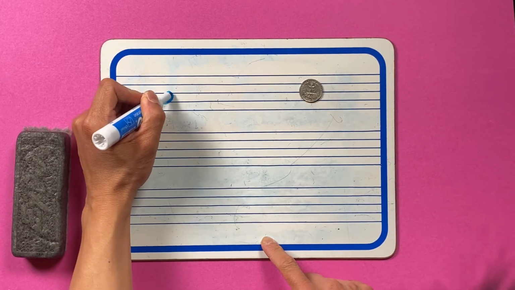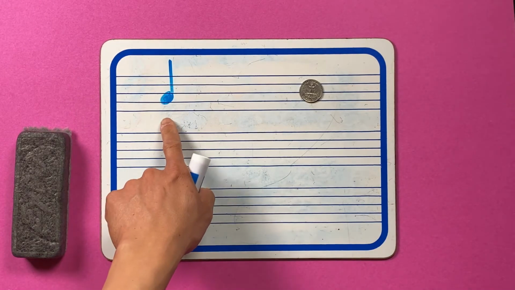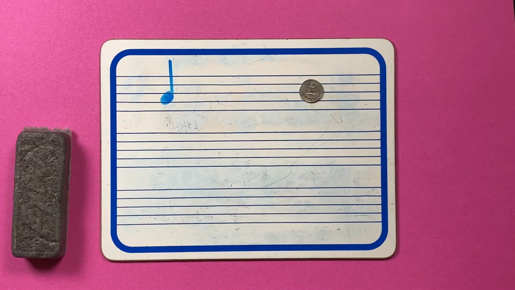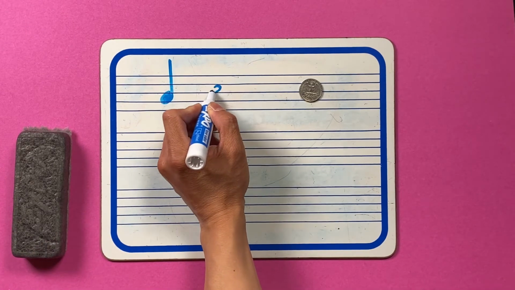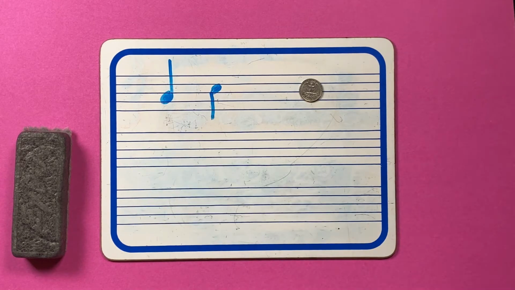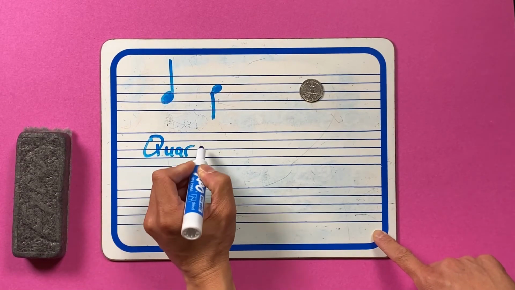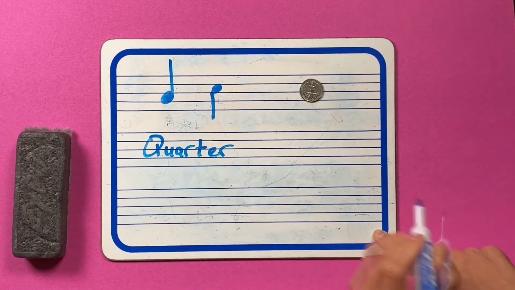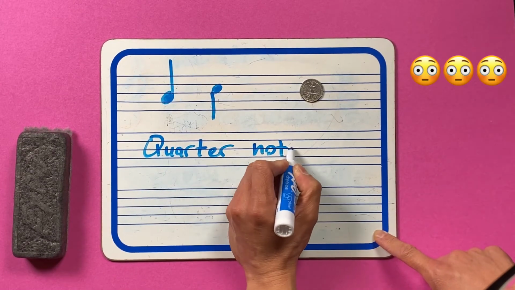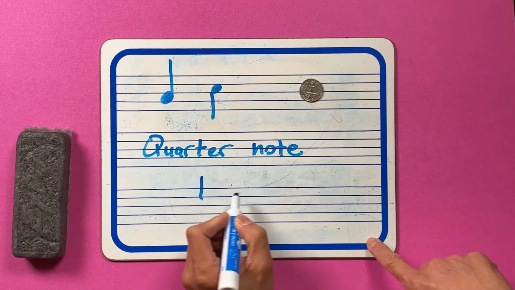And a quarter note looks like this. It is a colored note with a tail. A quarter note can also have a tail going down. That's a quarter note. This is how you spell quarter. Quarter note. Smallest of all notes. How many counts is a quarter note? 1 count.